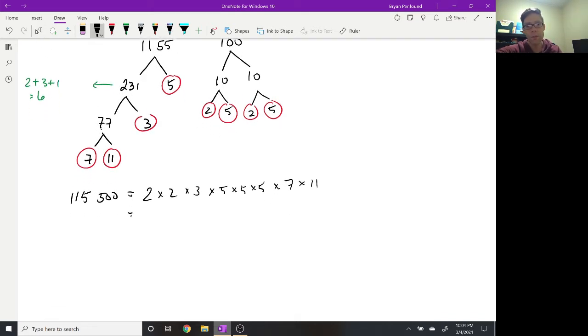Now, if I need the prime power factorization, I want to collapse some of these together. So I have 2 copies of 2. Okay, so we have 2 squared times 3. We have 3 copies of 5. We have 1 copy of 7 and 1 copy of 11. So this would be the prime power factorization of 115,500.